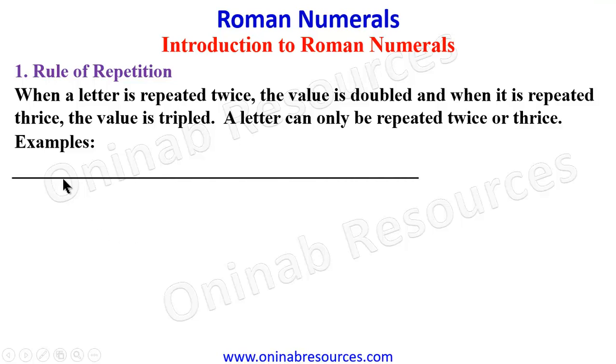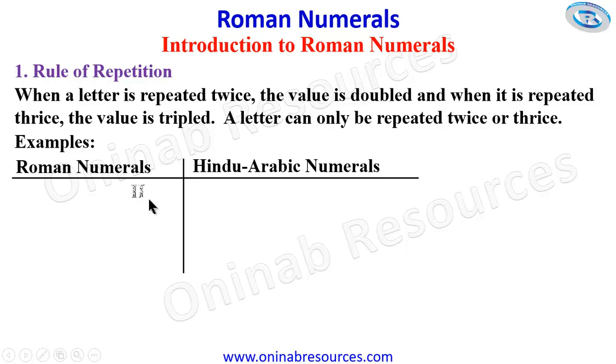We have examples here, the Roman numerals and Hindu-Arabic numerals. II: I is 1. Since it is repeated twice, we are going to have it as 2, which means it is 1 times 2. And for XXX, X is 10. So since it is tripled, we are going to multiply by 3. That is going to give us 30, which means 10 times 3.